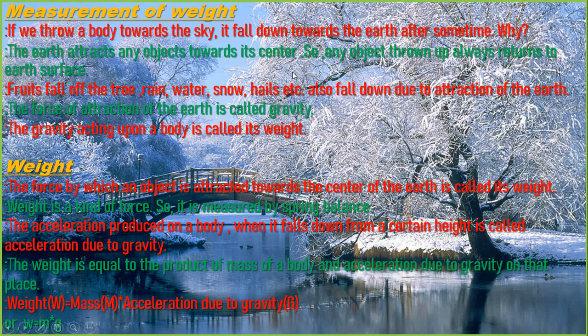From this sentence we can get the answer why. Because the earth attracts any object towards its center due to its force, gravity. It attracts all objects towards its center due to its special force which is known as gravity. And due to the same attraction, fruit falls off the tree, and rain, water, snow, hail, etc. also fall down to the earth's surface. All these activities happen due to the force of attraction of the earth, which is known as gravity. The gravity acting upon a body is called its weight.